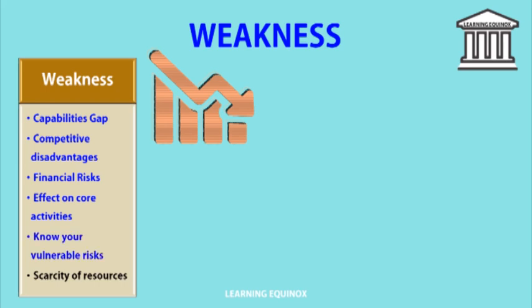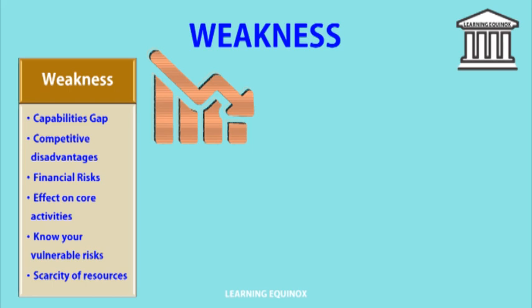These could be weaknesses. Knowing your vulnerable risks which are inherent in nature, it could be a supply of products or services or anything, input of raw materials, all of these need to be looked into. And lastly, scarcity of resources. Are the resources scarce, available for your production? That is what we need to look into when I talk about weaknesses.